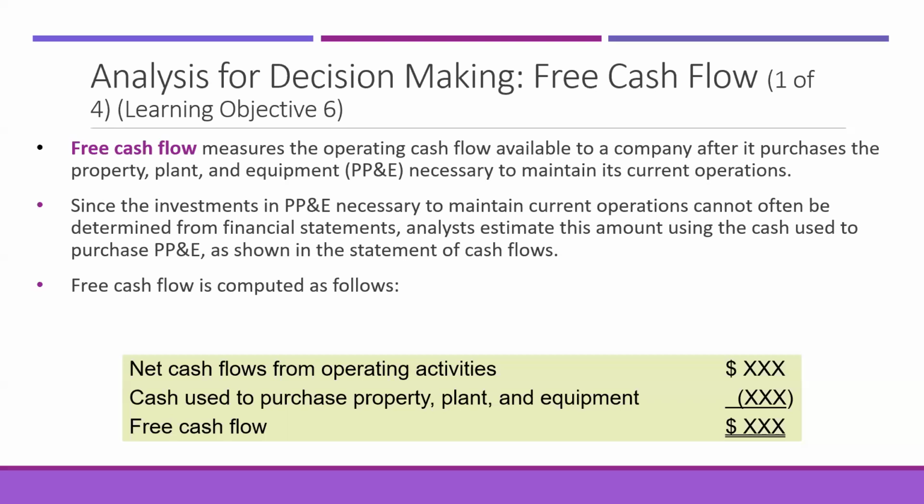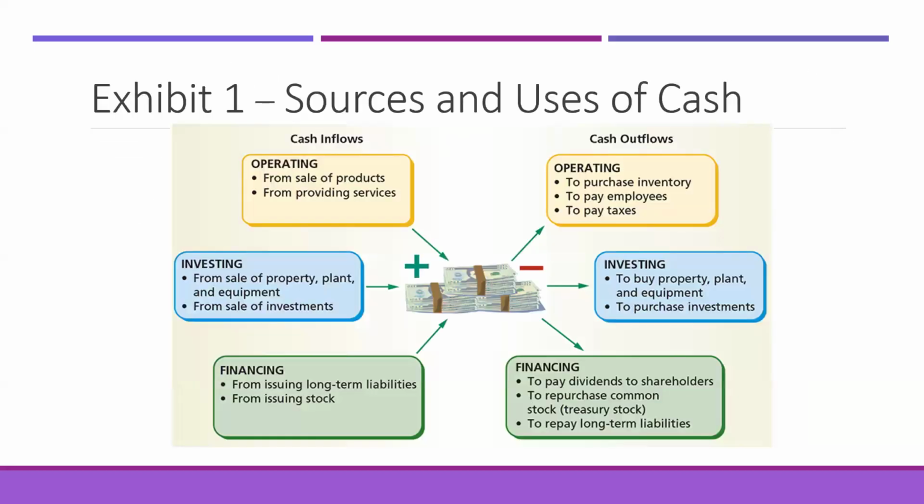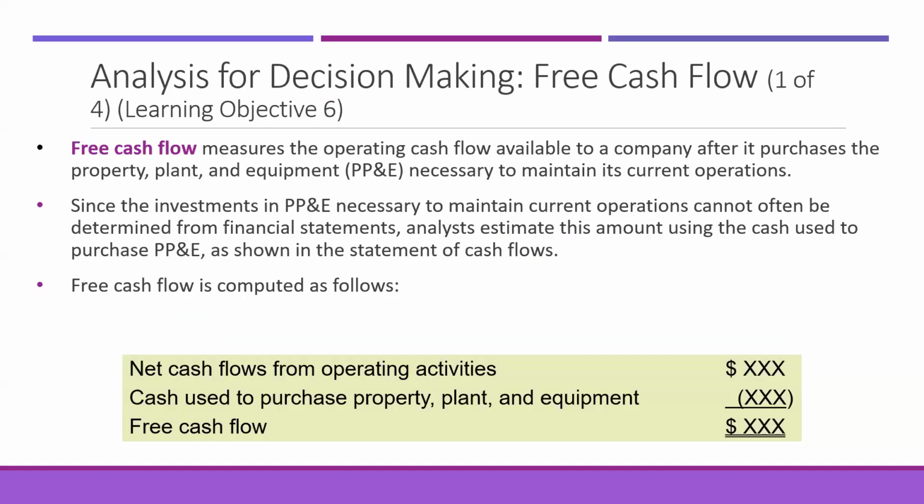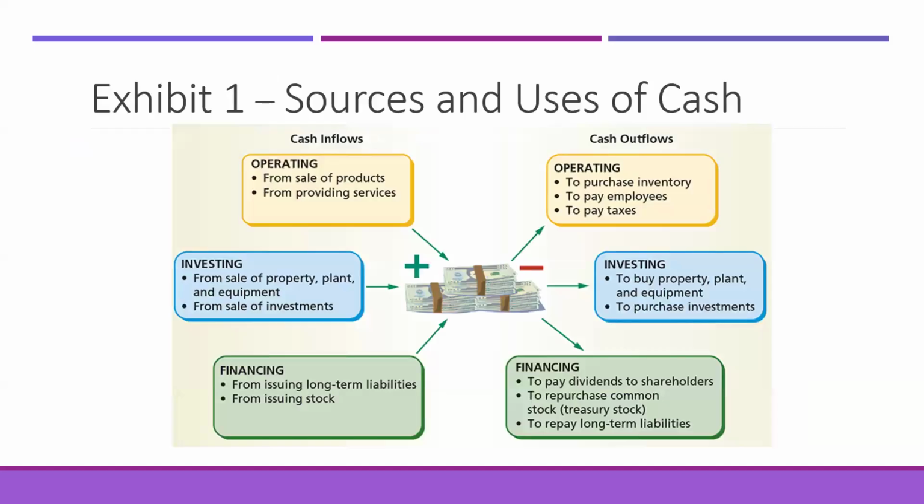Essentially, it shows the operating cash flow available after cash used to purchase property, plant, and equipment, which most of the time is investing activities, but only the property, plant, and equipment portion of it. And the reason that this is split out is because depreciation expense is a non-cash expense. So depreciation is not included in operating cash flow activities, and we'll get to that later.